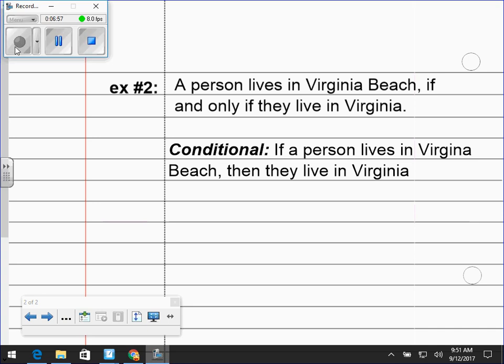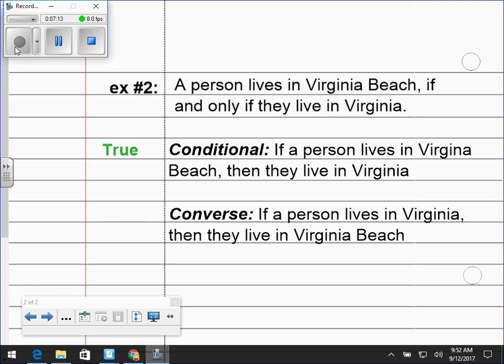So is the conditional statement true or false? It is true. If you live in Virginia Beach, then you have to live in Virginia. All right, so the next part we need to come up with is the converse. We're going to take the conditional and flip the hypothesis and conclusion. And we come up with, if a person lives in Virginia, then they live in Virginia Beach.